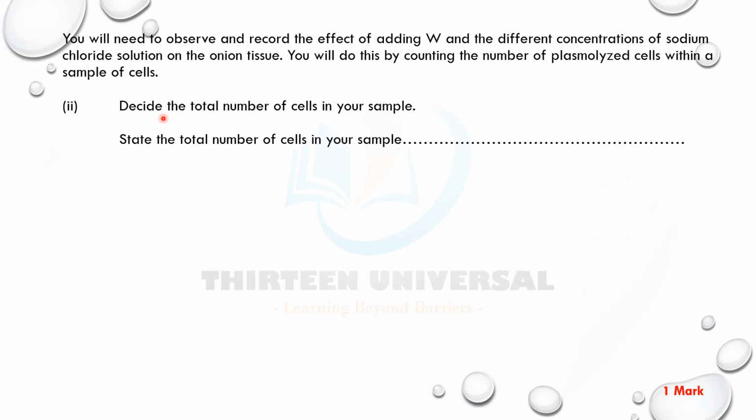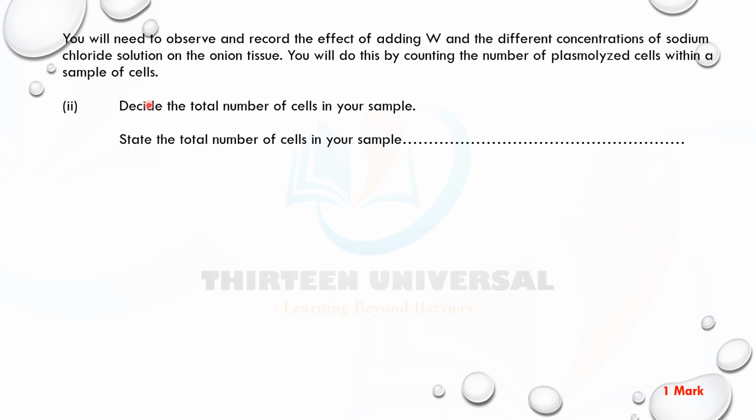Now they say you will need to observe and record the effect of adding W and the different concentrations of sodium chloride solutions on the onion tissue. You will do this by counting. See how we're going to measure the effect of water and other sodium chloride concentrations on the tissue of this onion. They have given us the way. So you have to be observing your dependent variable. How do we measure it? It's just by counting the number of plasmolysed cells within a sample of cells.